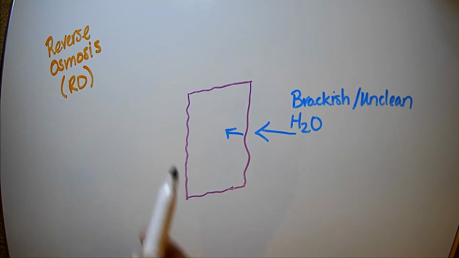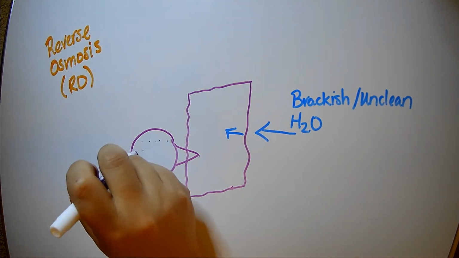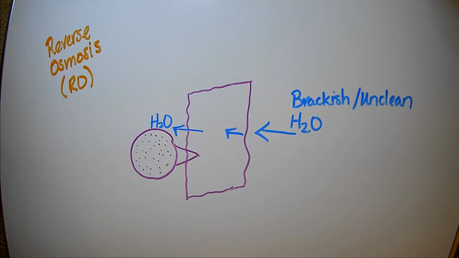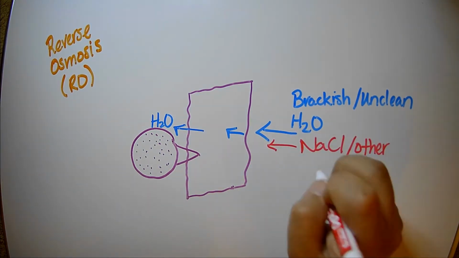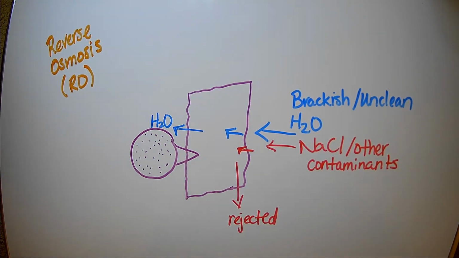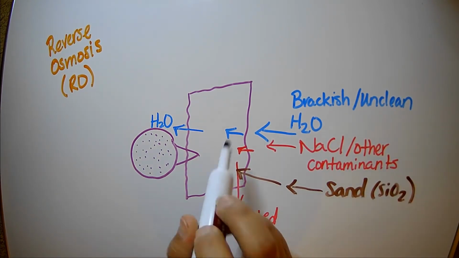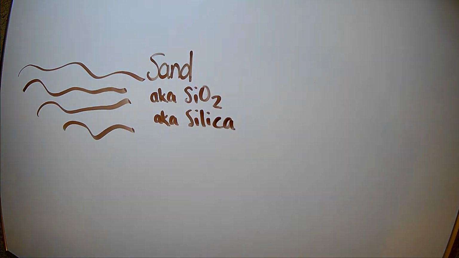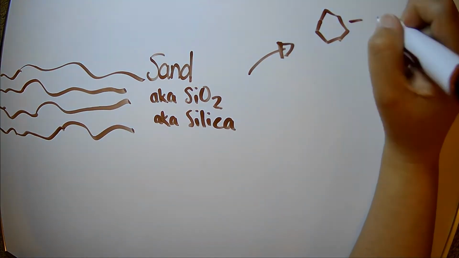Desalination can be costly because the reverse osmosis membranes are expensive. Currently, the city of El Paso, Texas, uses a desalination plant to get some of its drinking water. But we have an issue: sand. Sand can also be called silicon dioxide or silica.